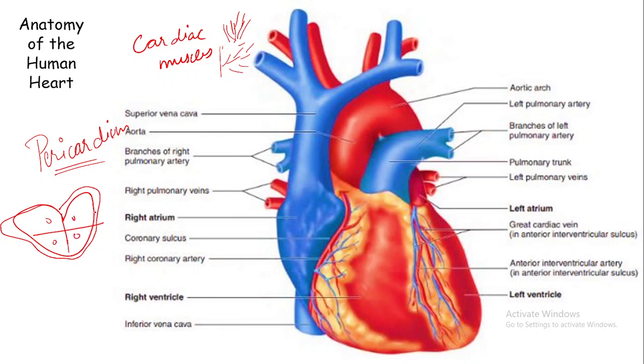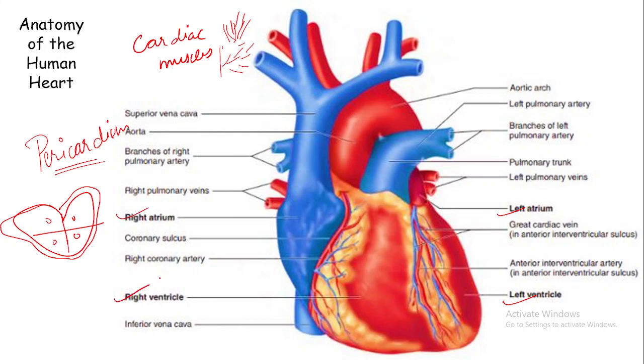Just imagine you have a house which is square in shape, and internally there are 4 rooms. So this is how it is. Next, we'll start with the structures. We have the left atrium, left ventricle. The upper 2 chambers are the atria or auricles. The lower 2 chambers are ventricles.